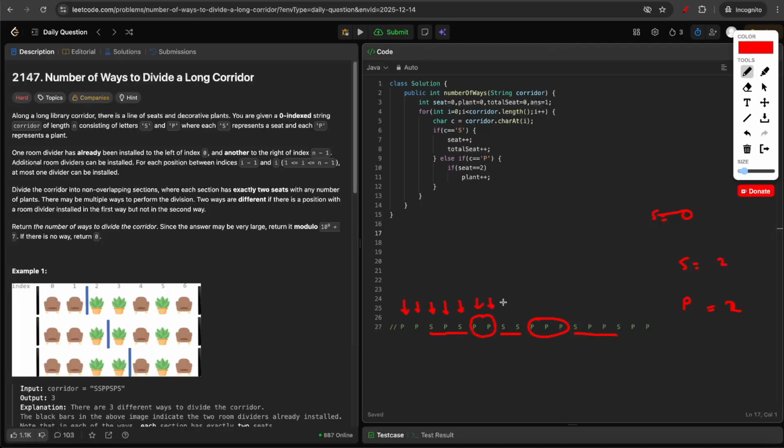After that, when you're here, the seat count will be 3. So once the seat count is 3, that means one section is finished and the next section is starting. So before starting the next section, whatever the plant count you have, that plant plus 1, you will multiply it in your answer. So we can say that if your seat equal to 3, then answer equal to answer into plant plus 1.